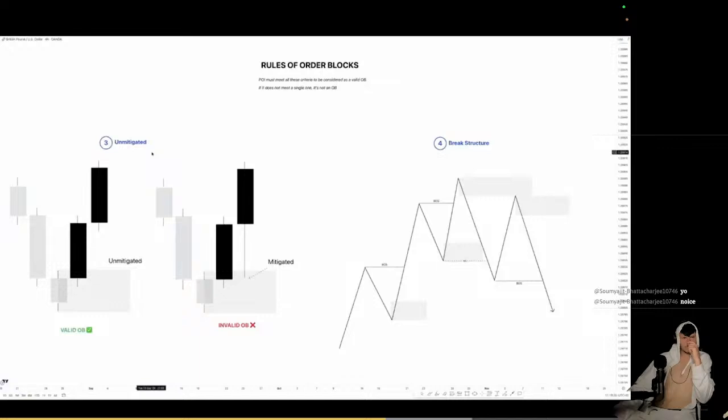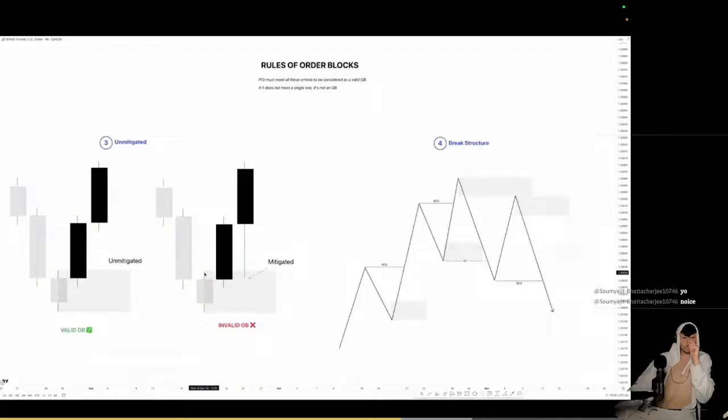And then the third rule is that it must be unmitigated. So unmitigated means it must not be touched. So in this case right here, this pivot candle right here, and then this is the order block. Now, you ask yourself, has this order block been mitigated? If it has been mitigated, price must actually come down here, tap into it, touch it, kiss it, whatever it is, and then go. Then that is mitigated. But in this case, it has been unmitigated whatsoever, which means it's going to be much more effective.